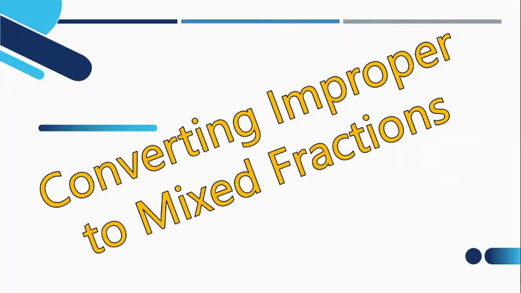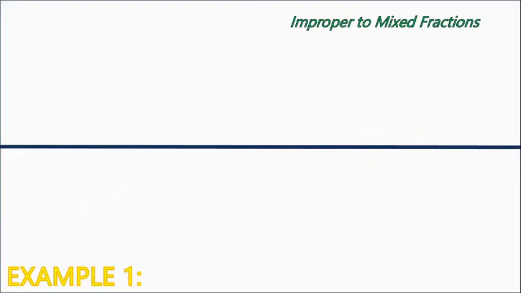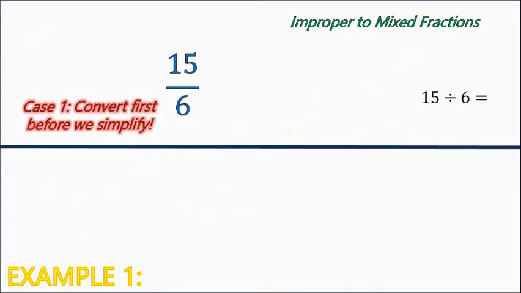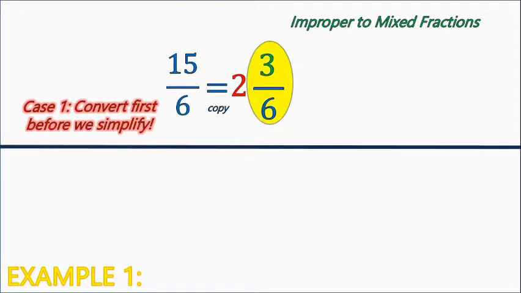How about for converting improper to mixed fractions? Let's find out whether we will still arrive at the same answer even though we do the two different cases. Let's use example number 1. So in case 1 again, we convert first before we simplify. So let's use 15 over 6. 15 divided by 6 will give us 2 remainder 3. So again, we just copy the same denominator, and 2 will be your whole number, while 3 will be your numerator. As you can see, in simplifying a mixed fraction, we just have to simplify the fraction part, 3 over 6. And 3 over 6 could be simplified by dividing both numerator and denominator by 3. So 3 by 3 will give us 1, and 6 by 3 will give us 2. Therefore, it's equivalent to 2 and 1/2.